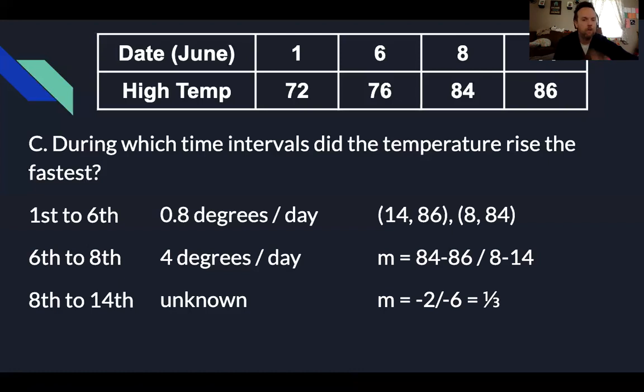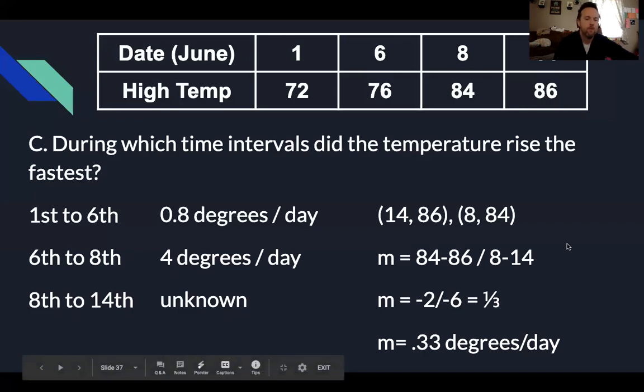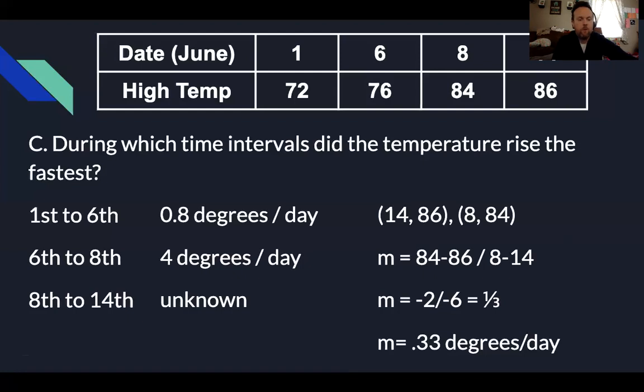I look back at my chart to see if this makes sense, and I look at 72, 76, 84, 86. My line is constantly going up. My line of temperatures is moving in a positive direction. So negative 2 divided by negative 6 gives me positive 1/3, or about 0.33 degrees per day.